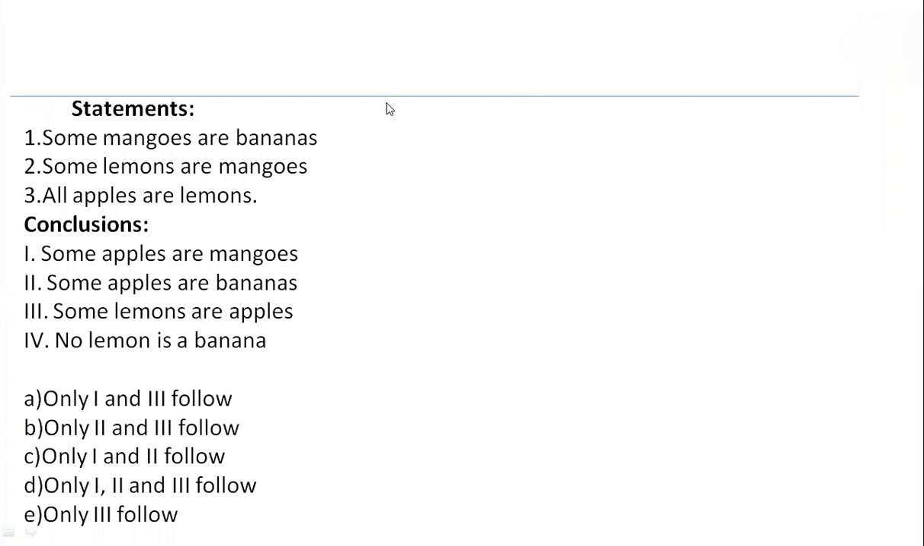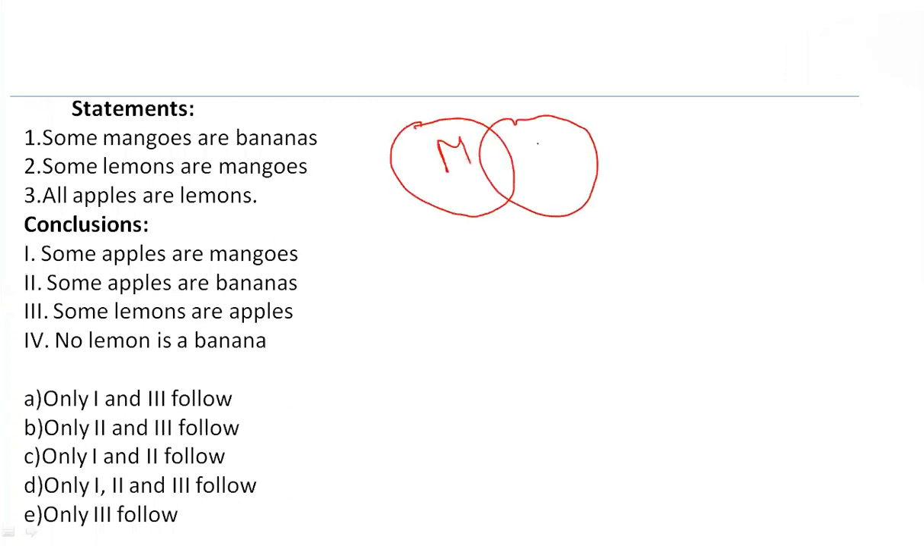Okay. Some mangoes are bananas. Some mangoes are bananas means the mango circle is having relation with the banana circle. Done. Some lemons are mangoes. Guys, I have told you already, if you are considering this intersection part, lemon and banana will also be having a relation.